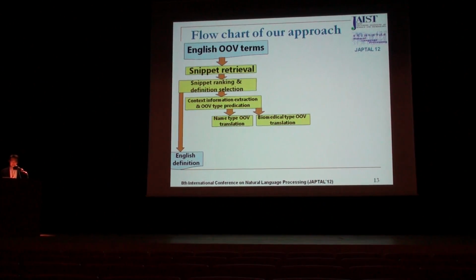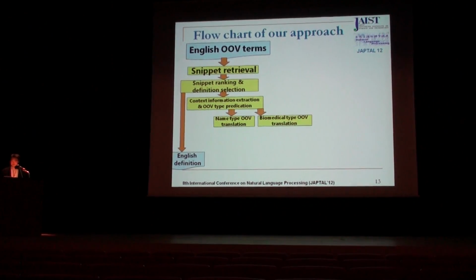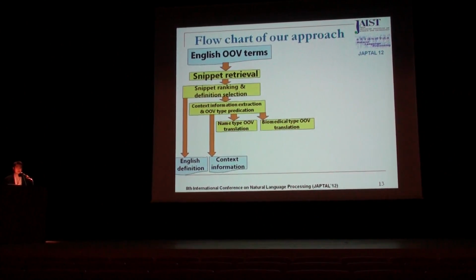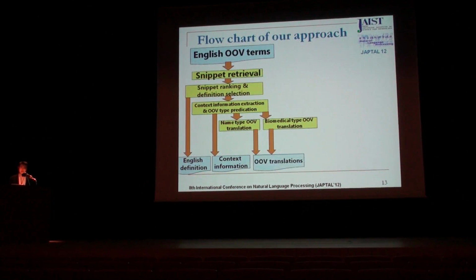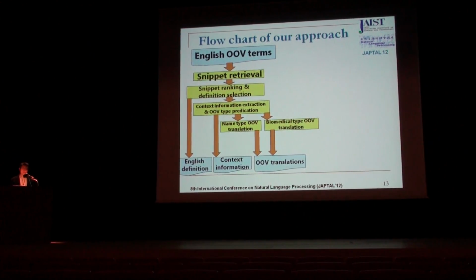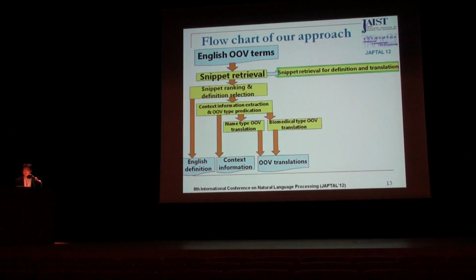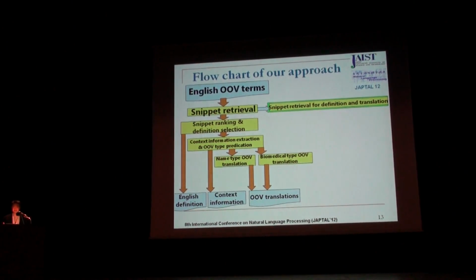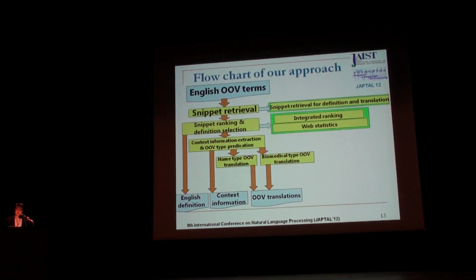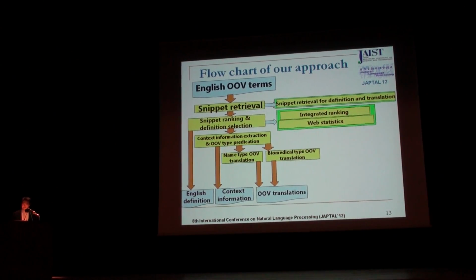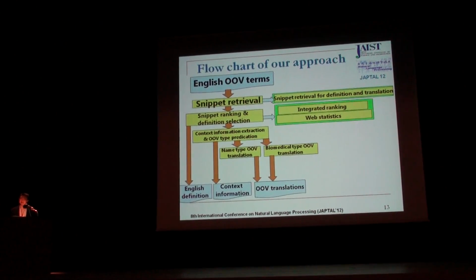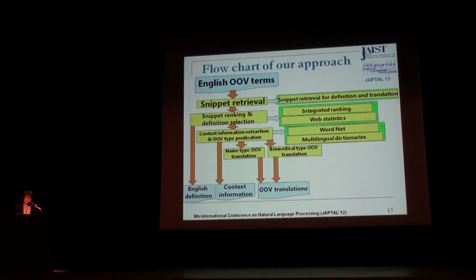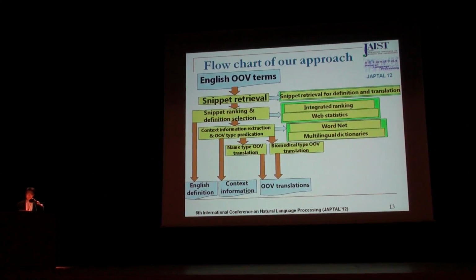And from the snippet ranking and the definition selection, our result will be the English definition. From the context information extraction and OOV type prediction, we will get the context information or the semantic information. And from the translations, we will get the OOV translation in Chinese. In the snippet retrieval, it basically consists of snippet retrieval for the definition and translation. In the snippet ranking and the definition selection, it consists of integrated ranking and web statistics. In the context information extraction and OOV type prediction, we use WordNet and multilingual dictionaries.